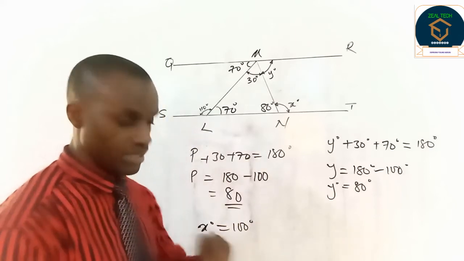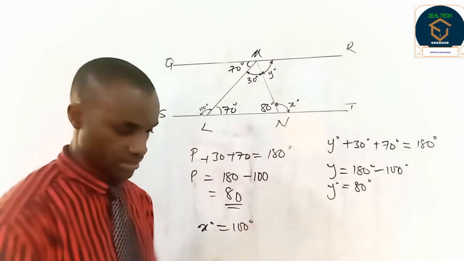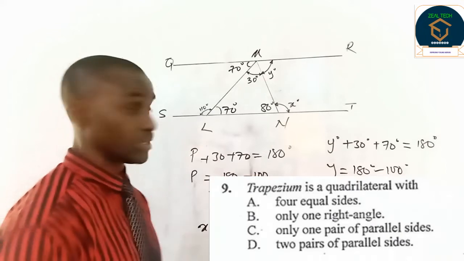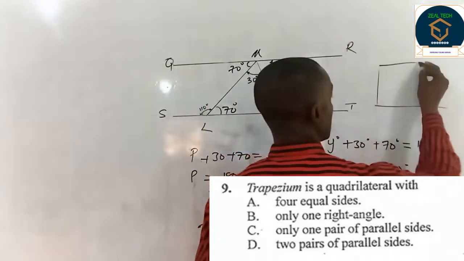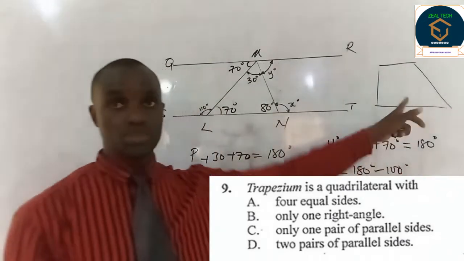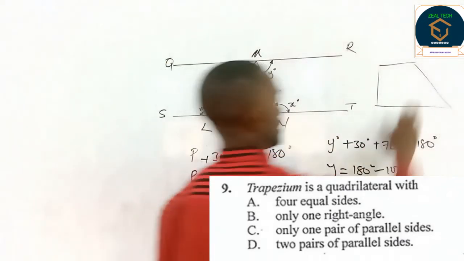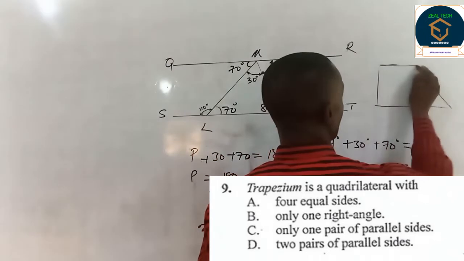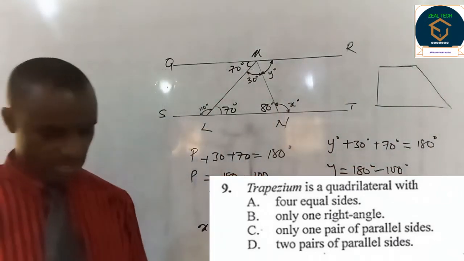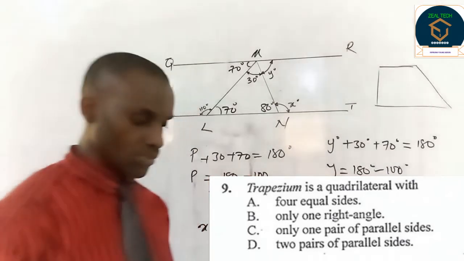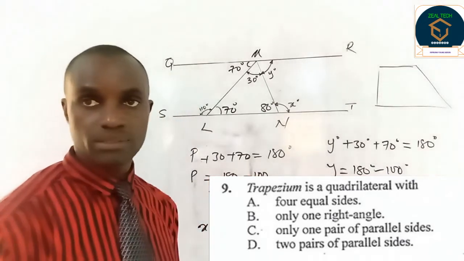Now, number 9 is a simple question anyway. I don't need to illustrate it, but however, let me just put something here. The question is about the trapezium. This is a trapezium, something that is of this nature. We have to draw it this way. Alright? Trapezium. And the question says, trapezium is a quadrilateral with A.